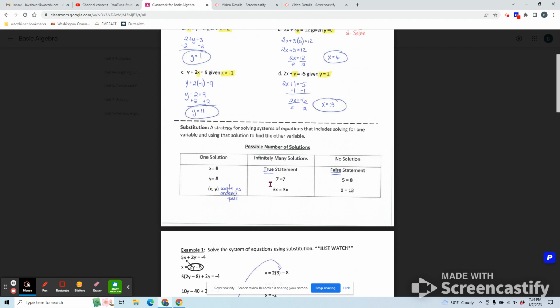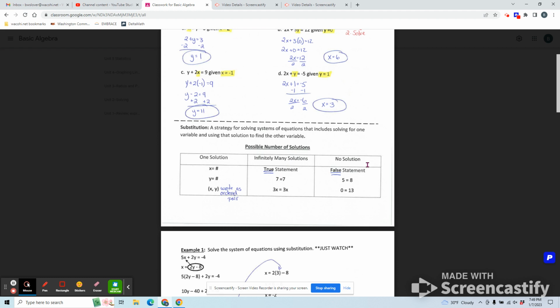If after I do some substitution and I start to solve, I get, for example, 7 equals 7 or 3x equals 3x, a true statement, then that means I have many solutions. That means both equations are the same line.